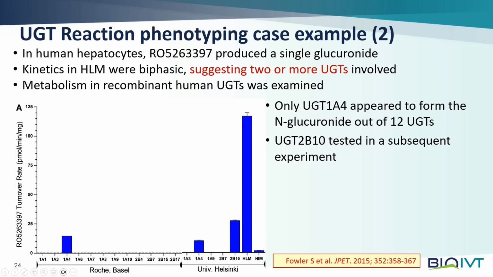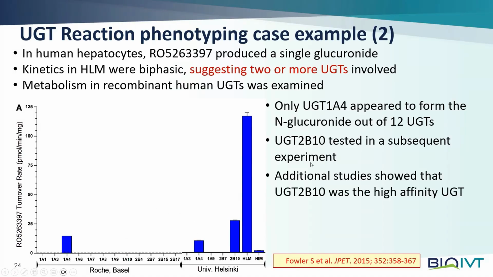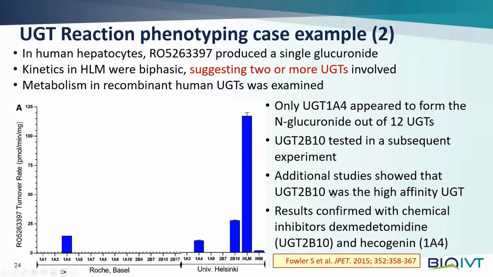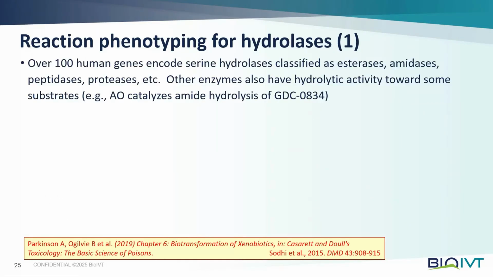And again, if you go back to the kinetics, it was biphasic, and we saw that 2 enzymes were involved, UGT1A4 and 2B10. Additional studies showed that UGT2B10 was in fact the high affinity UGT, and results were confirmed with chemical inhibitors: dexmedetomidine for 2B10 and hecogenin, which inhibits 1A4. There's also another paper that highlights UGT2B15 as a potential polymorphic enzyme.